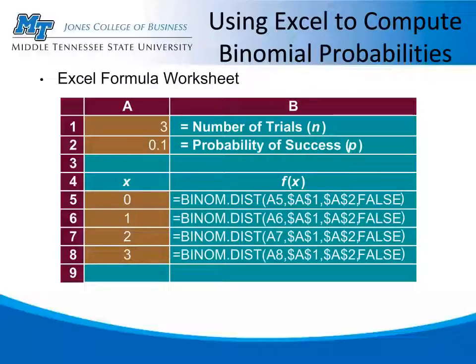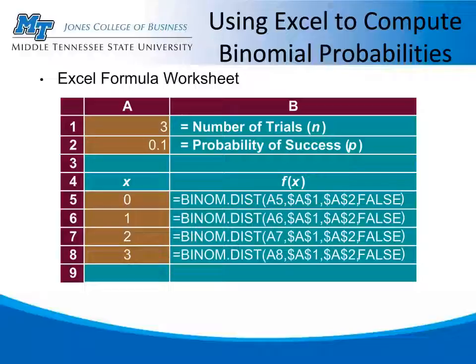Now Excel has a binomial distribution built into it. The function is BINOM.DIST. The first argument of the function is the number of successes that you desire. The second argument is the number of trials. The third argument is the probability of success. Then the last argument tells Excel whether you want the cumulative function or whether you just want the exact function.